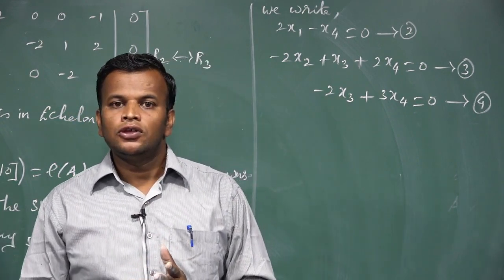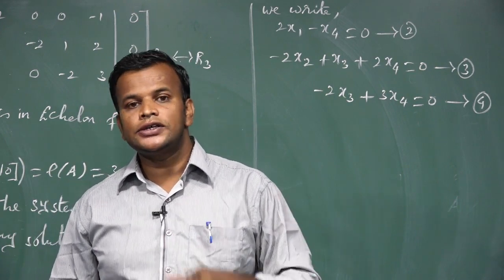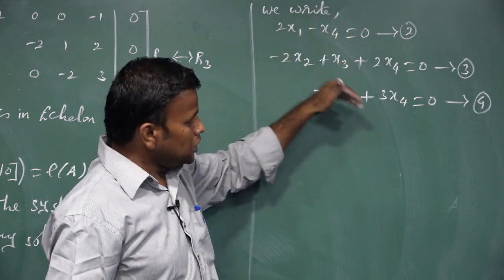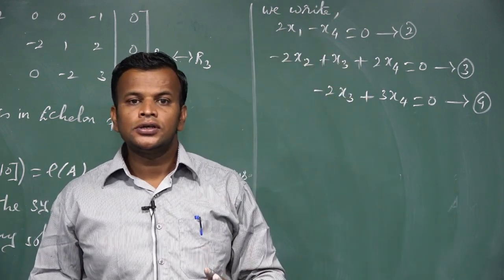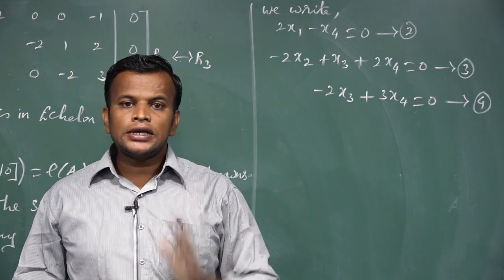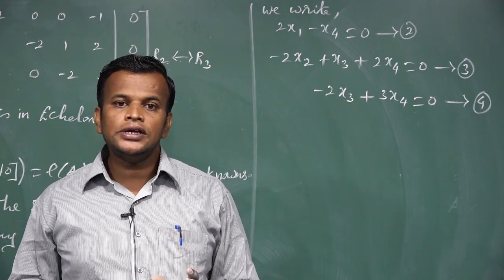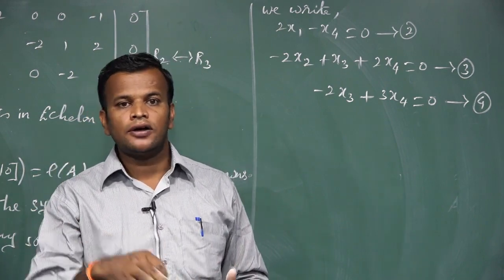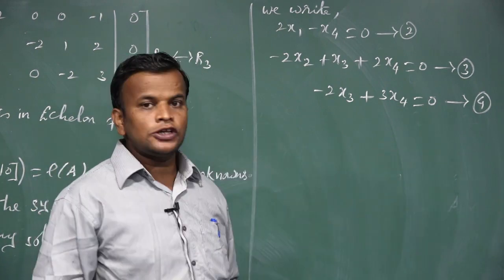So we assign one variable as a constant. Here also we do the same process. There will be 3 equations and 4 unknowns. We can't solve the equations directly. So we must assign any one of the variables as a constant. Generally we take the last variable treated as a constant. Here the last variable is x4.